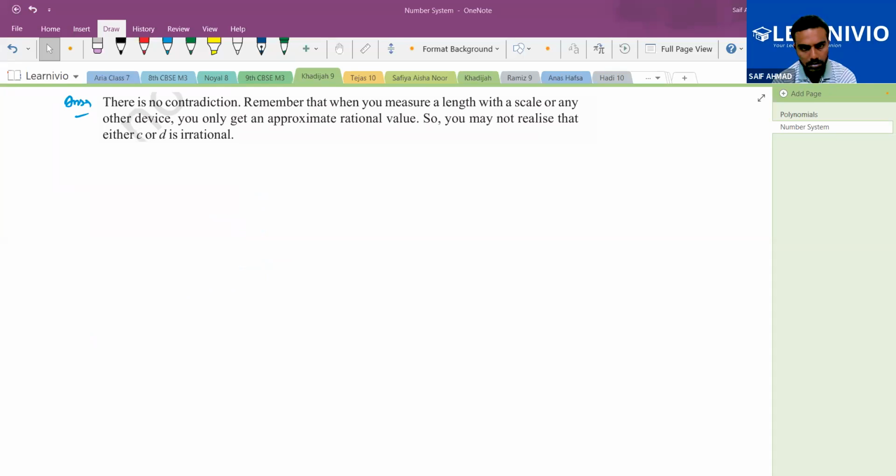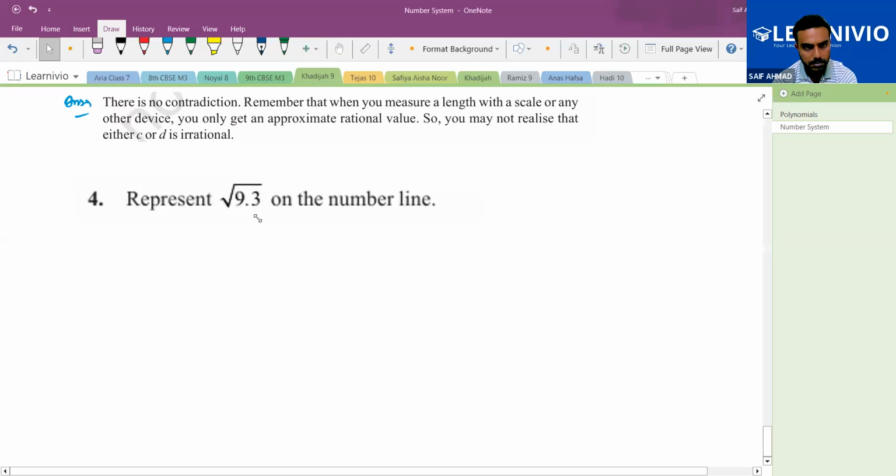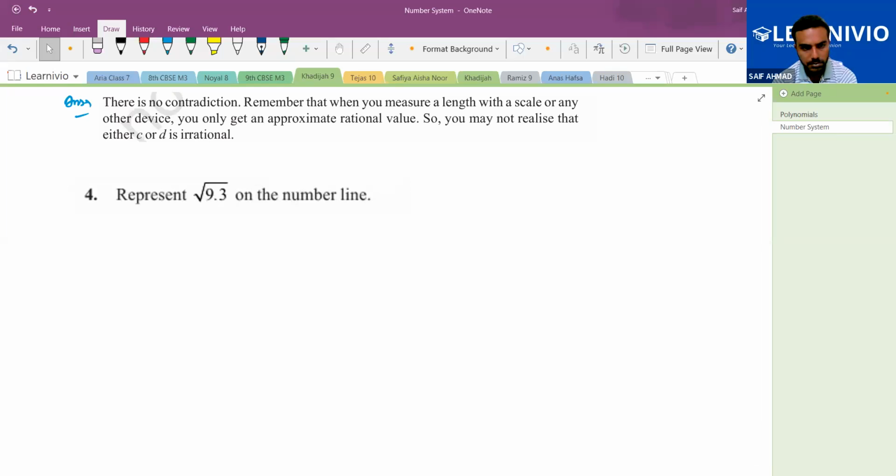Question number 4 is root 9.3 on number line. Can you do it? Tell me. With compass. Wait, sir, let me bring my compass. Okay.